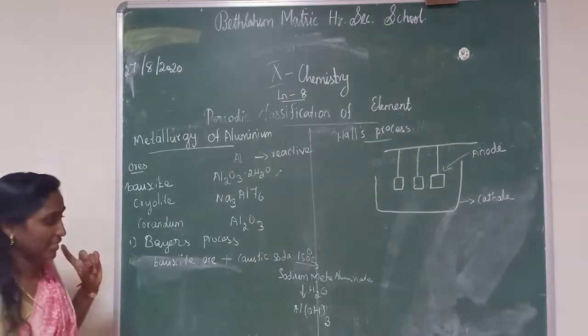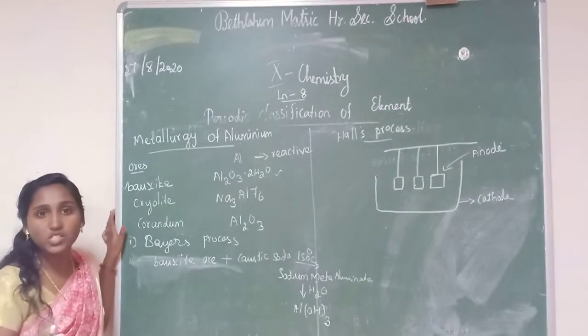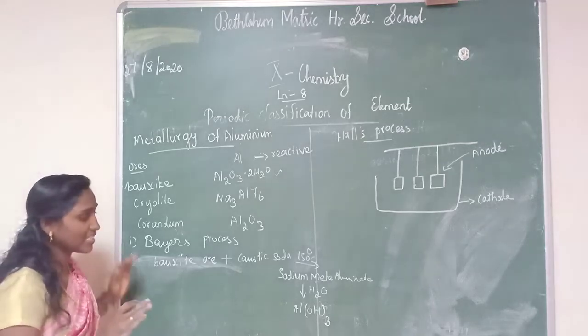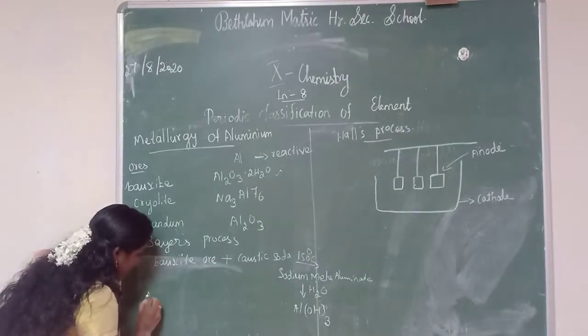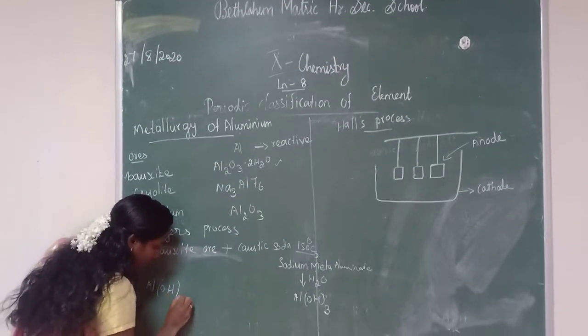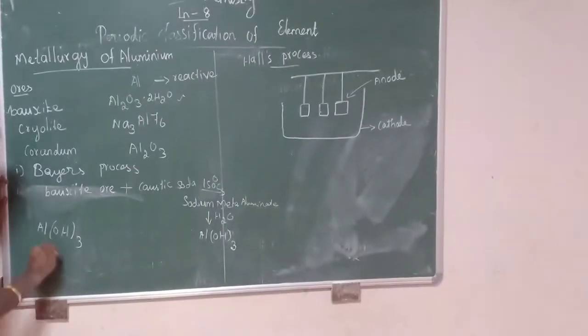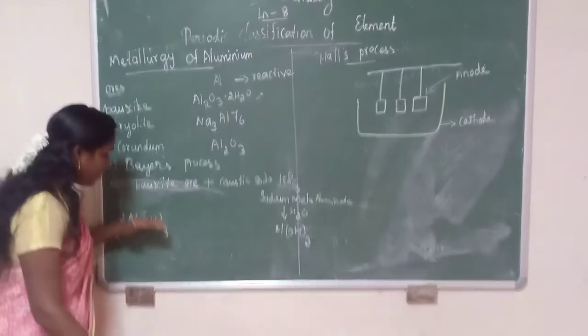And one more step is that we should take this aluminium hydroxide. This aluminium hydroxide is a precipitate. It is a white color precipitate. Have to take this aluminium hydroxide and filter it.